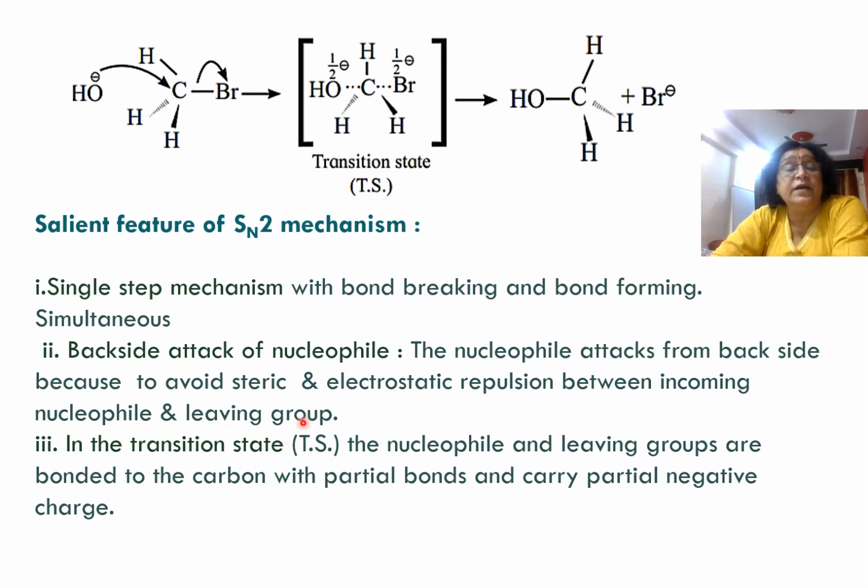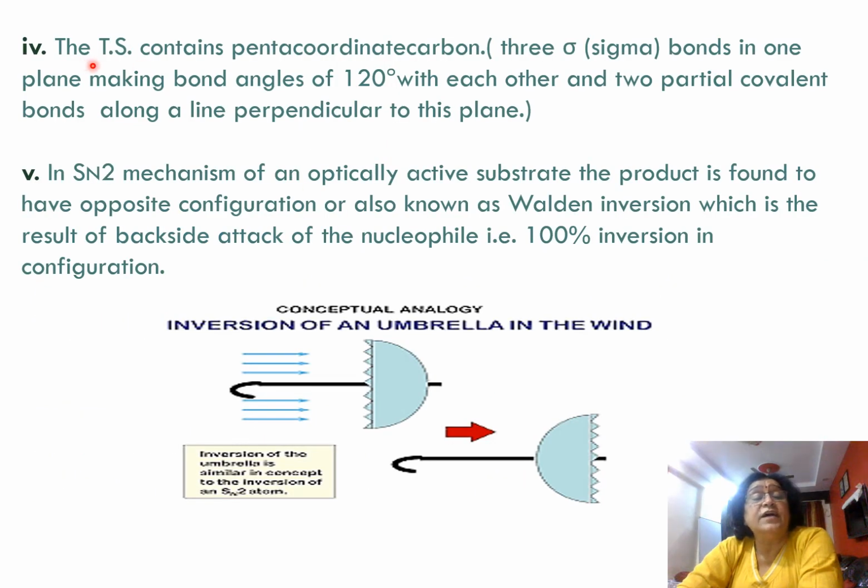the leaving group. Clear? Then what happens in the transition state? The nucleophile and the leaving group are bonded to the carbon, there are partial bonds, and a partial negative charge is distributed on both the nucleophile that is going to form the bond and the leaving group that is going to leave. Then the product is formed, the C-OH bond is formed, and the Br minus leaves, and there is inversion of configuration.